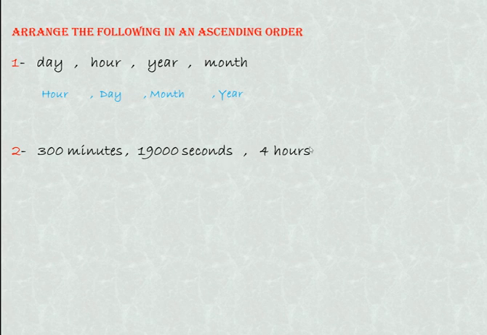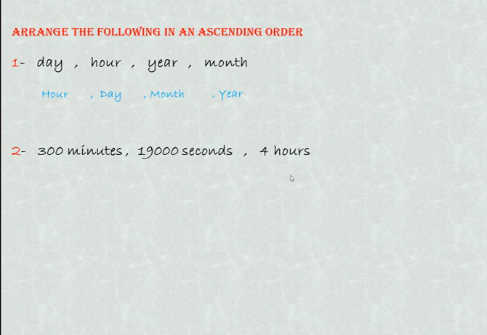Now we have different units. We must convert all units to be the same units to compare between them. We can convert all into the middle unit, minutes, or we can convert all to the smallest unit, or we can convert all into the bigger unit, hours. But here the best way is to convert all to the smallest unit, seconds.